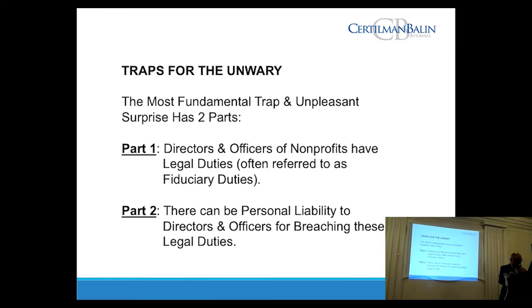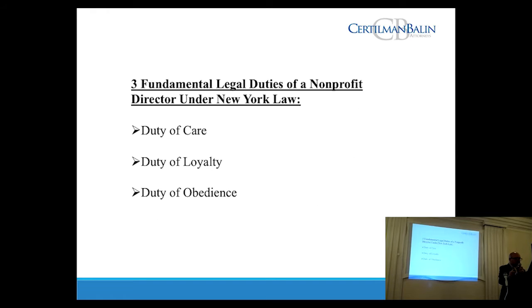Okay, good. So I think we've given everybody time to finish the questions. So let's talk a little bit about some traps and mistakes that commonly affect nonprofits. So here's the most fundamental trap, and what very often comes as an extremely unpleasant surprise for nonprofits and the directors and officers. And that is that directors and officers of nonprofits in New York have legal duties. These are commonly referred to as fiduciary duties. That's part 1. Part 2 is even more unpleasant, that in fact, under the law, there is personal liability to directors and officers for breaching those legal duties.